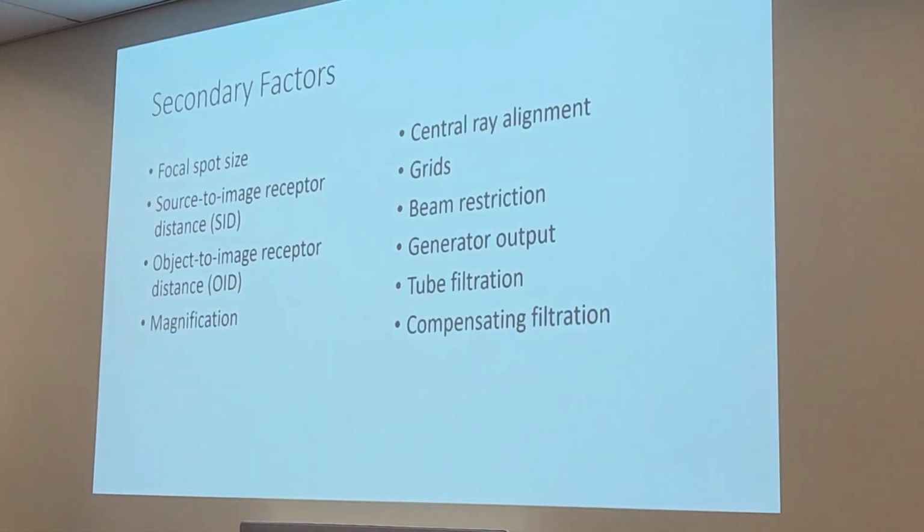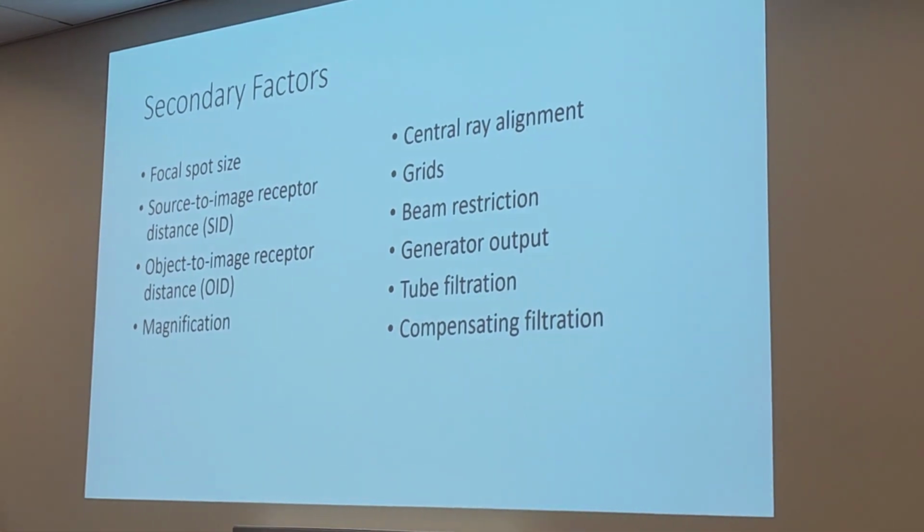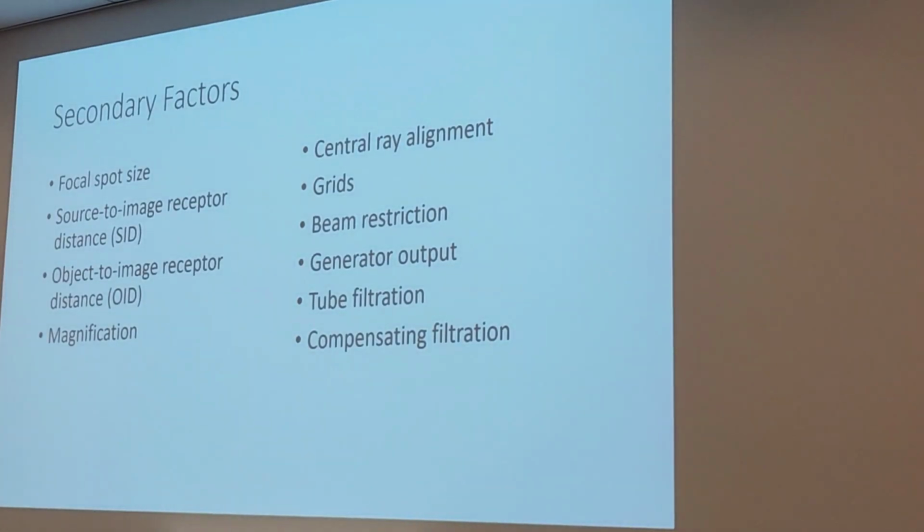And now that we're done with KVP? We are not done with KVP. Some things can affect how the image looks. They'll either affect the quantity of X-rays, the quality of X-rays, or potentially both. And these things can also affect sharpness, spatial resolution, magnification, elongation, and foreshortening. So these can affect how the image looks.